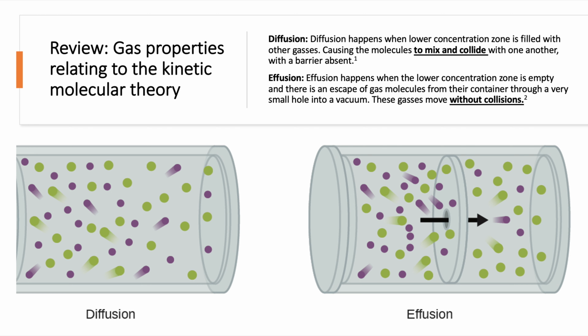Effusion, on the other hand, happens when the lower concentration zone is empty and there is an escape of gas molecules from their container through a very small hole in a vacuum. This hole is also known as a pinhole, and these gases move without collisions.